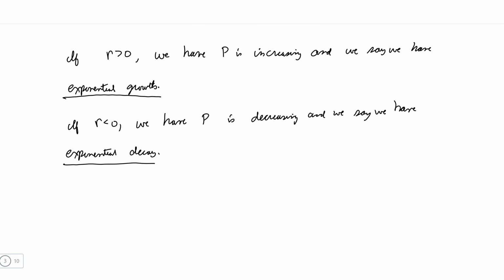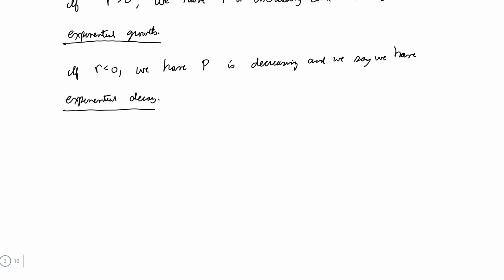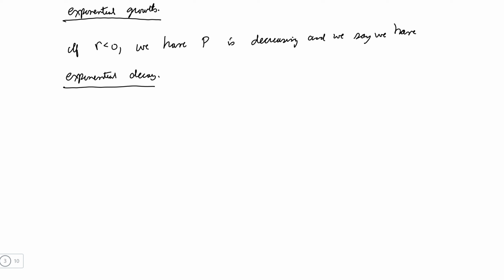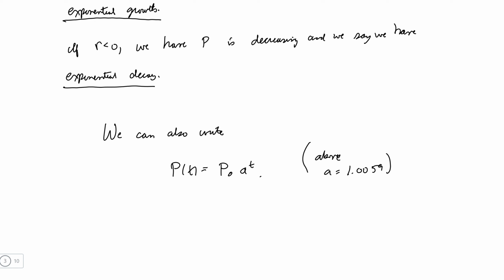So we don't always have to write it as 1 plus r. We could, but we don't have to. So we can also write, and sometimes this will be more convenient, we could just write p is p0 a to the t. So we did this above. So above, my a would be 1.0059.